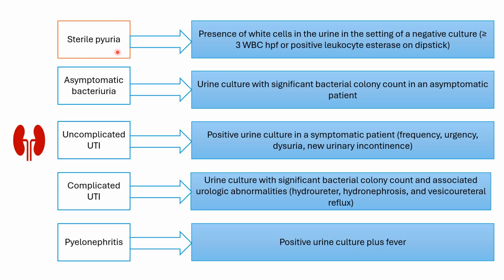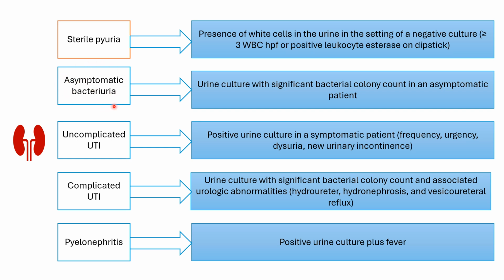First one is sterile pyuria. Simply means presence of white blood cells with negative urine culture. More than or equal to 3 white blood cells in urine or positive leukocyte esterase on dipstick and negative urine culture.